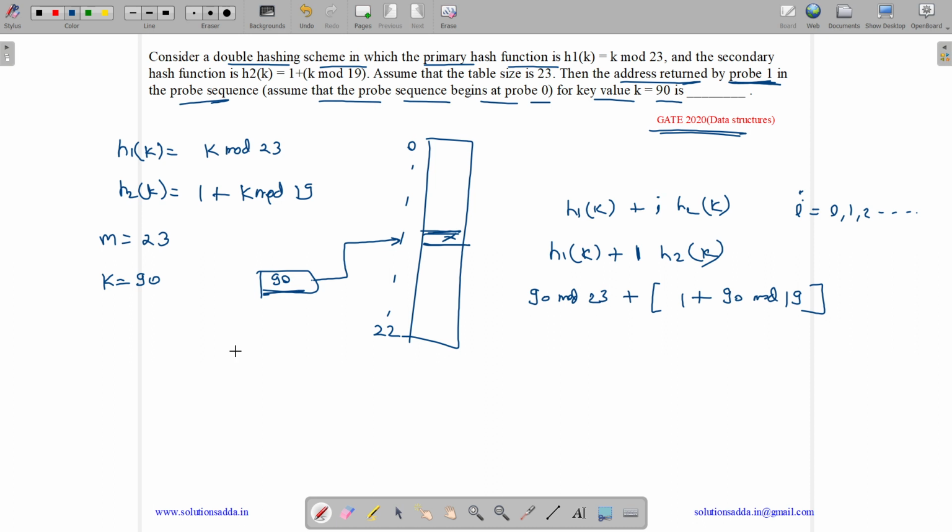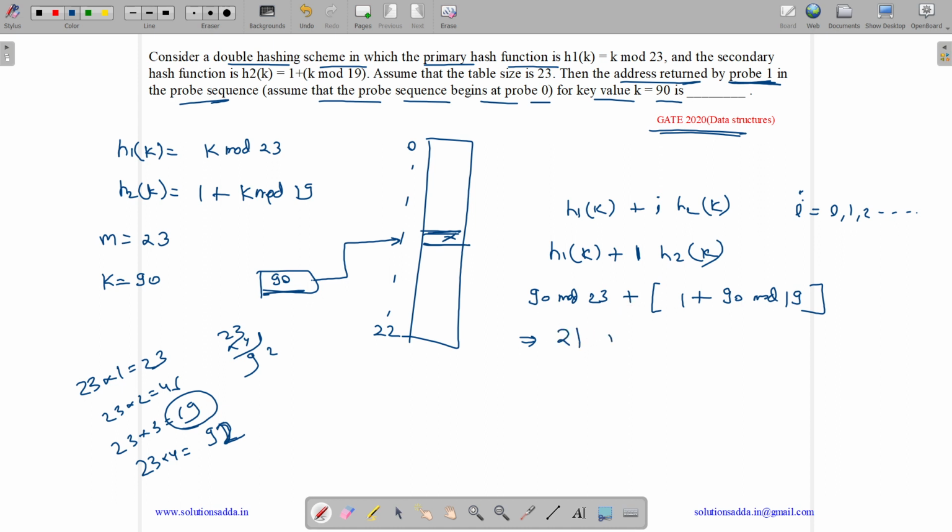So what is 90 mod 23? 23 into 1 is 23, 23 into 2 is 46, 23 into 3 is 69, 23 into 4 is 92. So we need to find 90 minus 69, so it is 21. Plus 1 plus what is 90 mod 19?